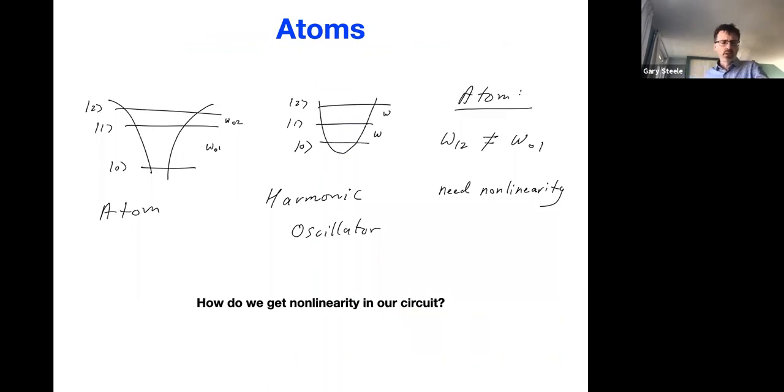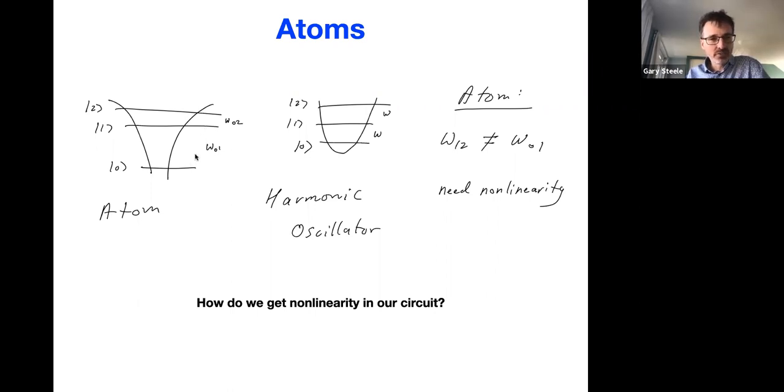Good. So we have photons, but we want to do more than just photons because linear physics is not super exciting in quantum mechanics. What we really like to do is to make an atom. And the important difference between an atom and a photon, from our perspective at least, is that an atom is a system which has an anharmonic energy spectrum.